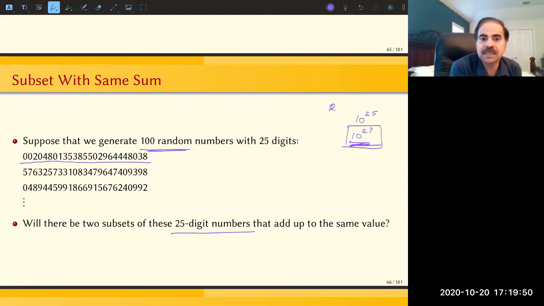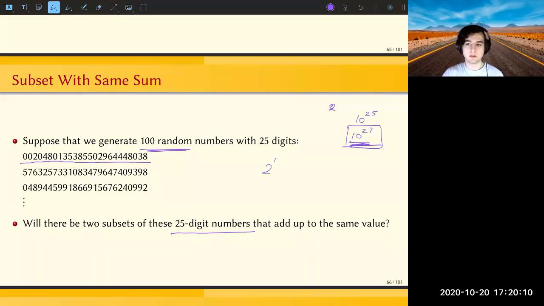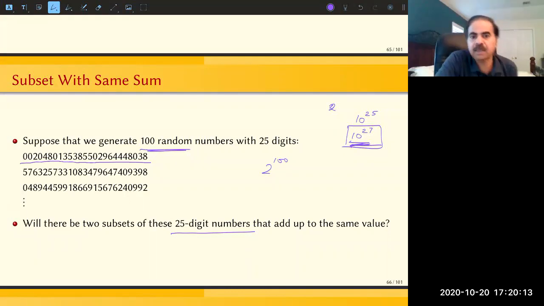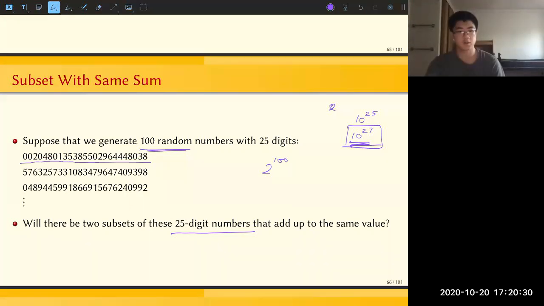Now, how many subsets are there? There are 100 elements. So how many subsets are there? Somebody already said the answer. It's 2 to the power 100. It's a power set problem. If there are 100 numbers, then the number of subsets is 2 to the power 100. So how does 2 to the power 100 compare with 10 to the power 27? 2 to the 100 is larger.